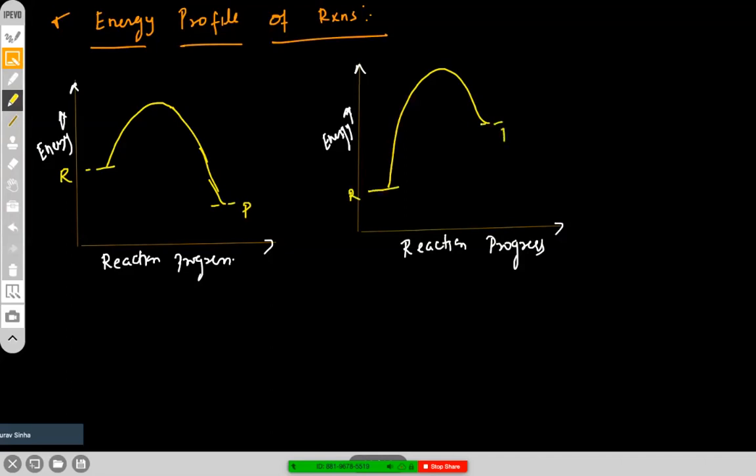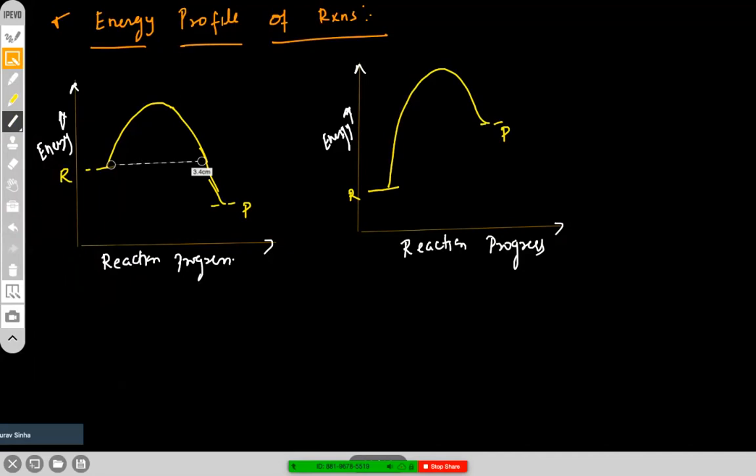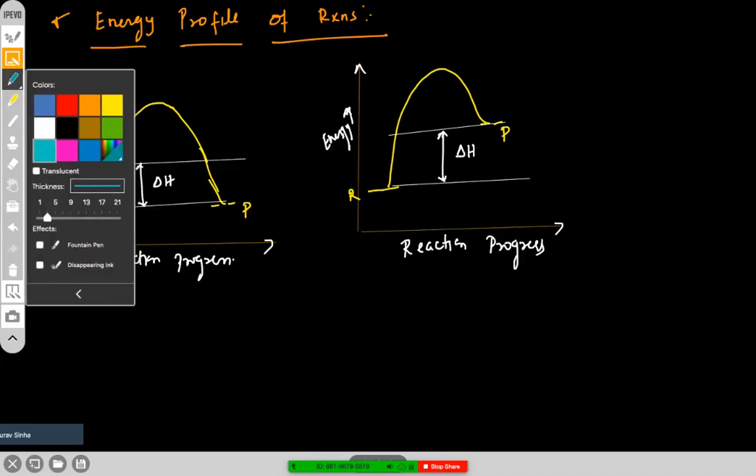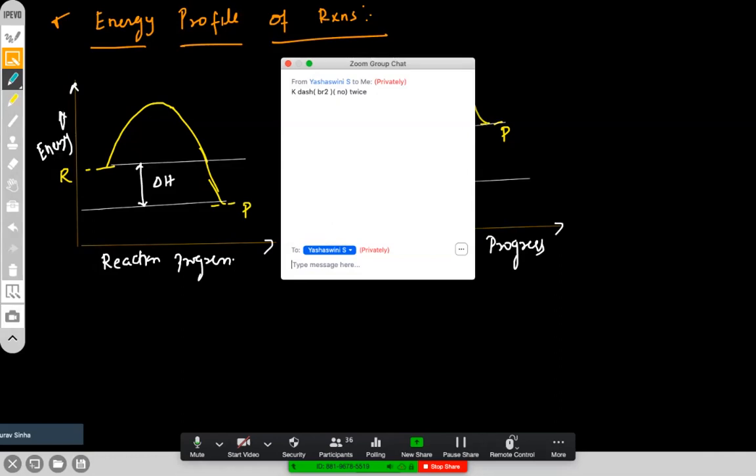Okay, so you see in this reaction, the difference between the energy of reactant and product, which is this, right? And here we have this difference between energy of reactant and product. So this difference is the enthalpy of reaction, that is delta H. So could you tell me in the first one, is the delta H value negative or positive?